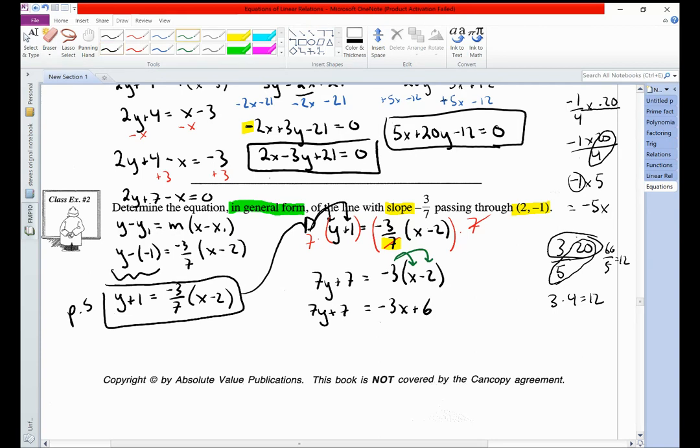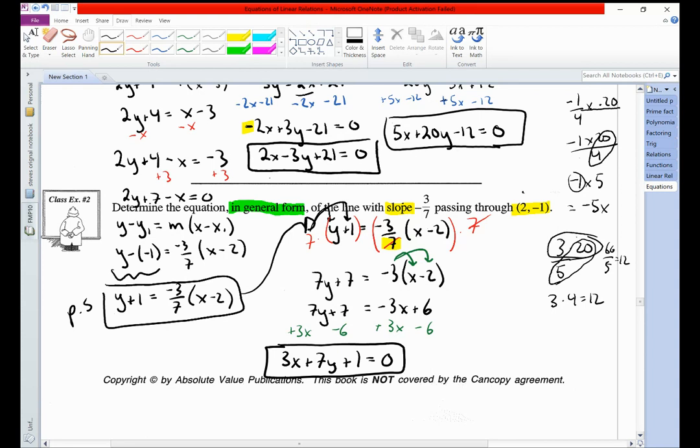And I can move both of these terms over. So I'm going to add 3x to both sides and subtract 6. Add 3x, subtract 6. So I'm left with 3x plus 7y, and I have positive 7 minus 6 gives me plus 1 equals 0. And that's the equation in general form. So you had to start by writing the equation in a way where you could use the information given. They gave you slope and a point, so you would want to write it in point slope form, and then just do the algebra to convert it.